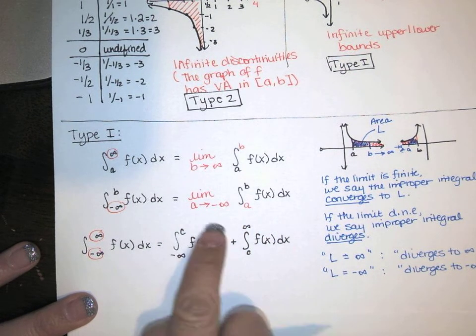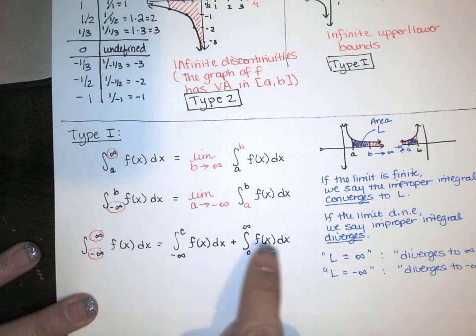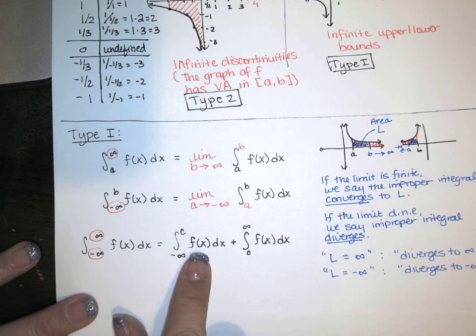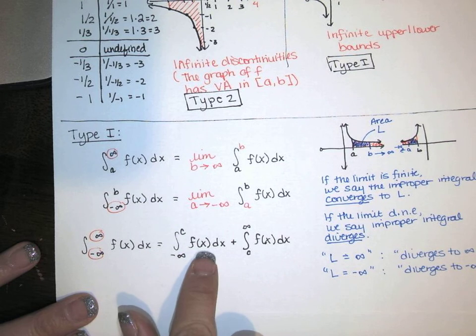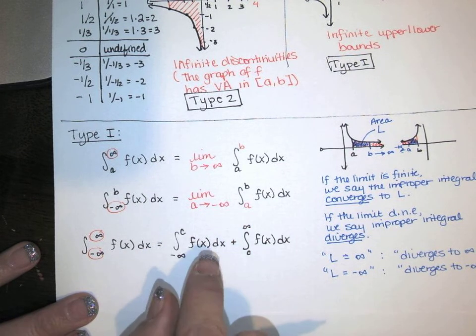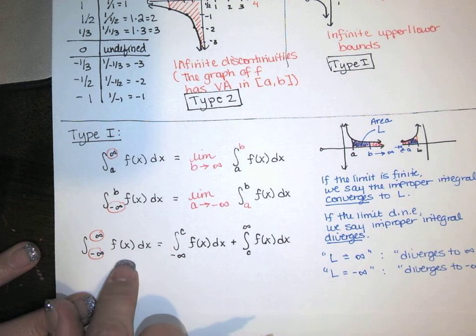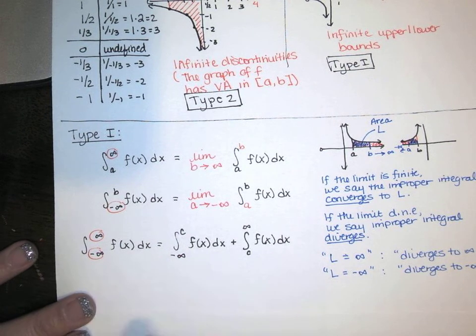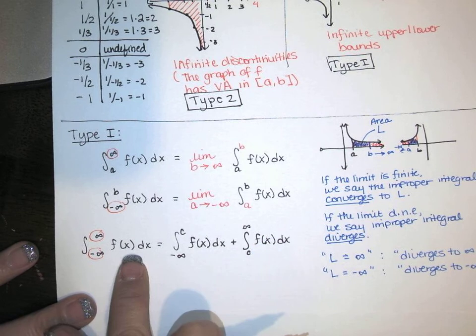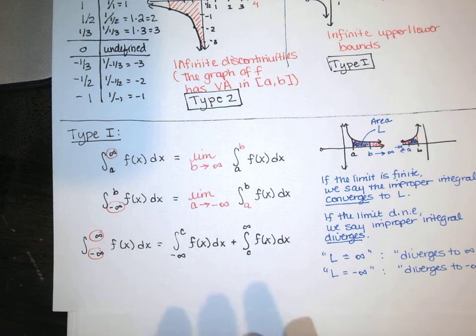If this converges, then I have to work this out and find out if this converges. If they both converge, this guy converges, and it converges to the sum of these two guys. Now, if this one diverges, we're done. If this limit does not exist, after I write it as a limit and I do all this work, then this one automatically does not exist. It's not possible for you to get negative infinity over here and positive infinity over here and for us to add them together and say, oh, the area is 0. We're not going to do that.